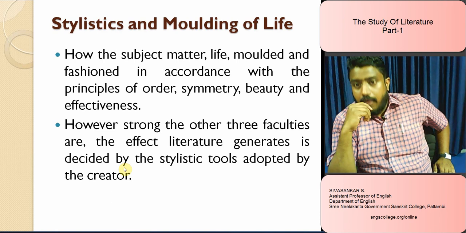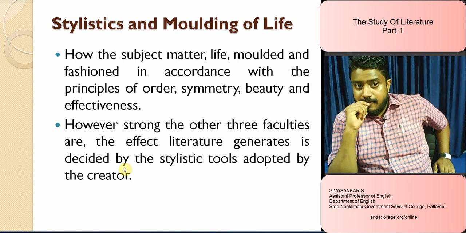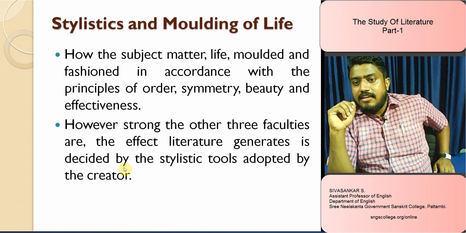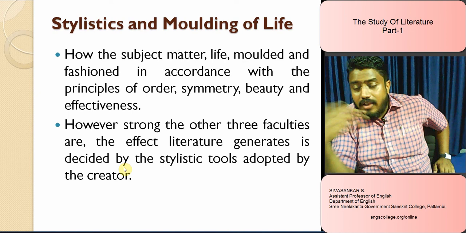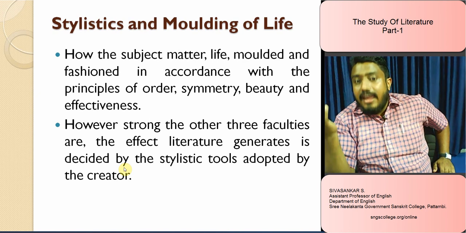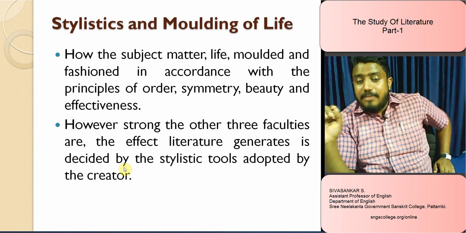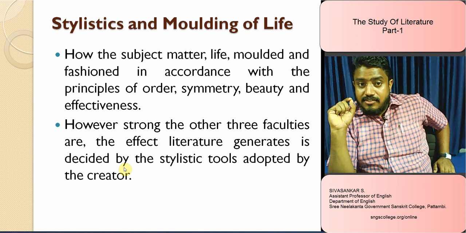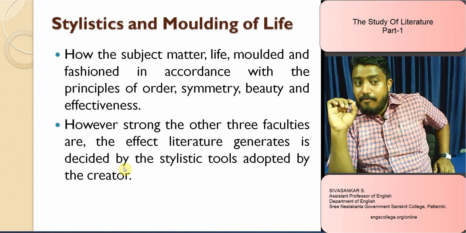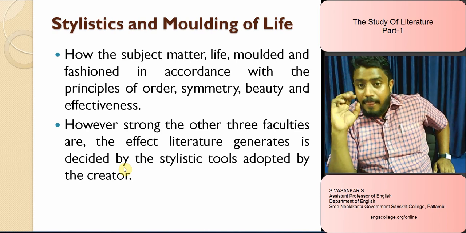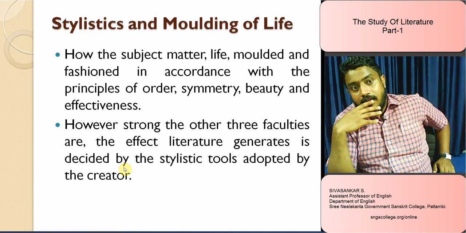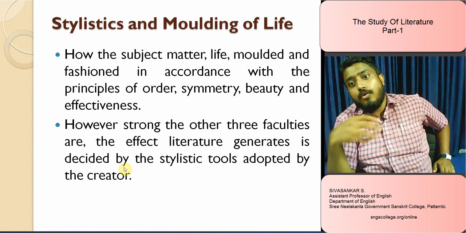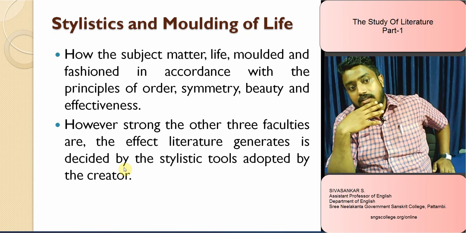And then comes the fourth part, the stylistics. Stylistics means how the subject matter of life, how life is molded and fashioned in accordance with the principles of order, symmetry, beauty, and effectiveness. Look at those words: order, symmetry, beauty, and effectiveness. These are the major concern of stylistics. Or rather, we can say stylistics is talking more about the aesthetic part of a work of art.